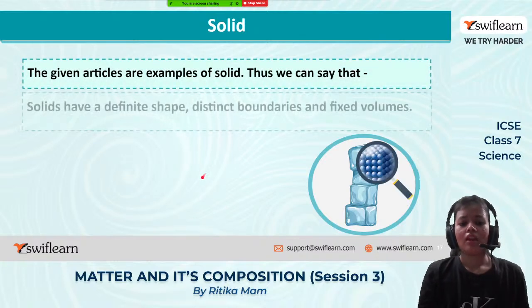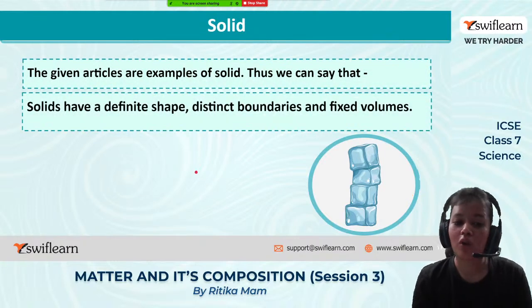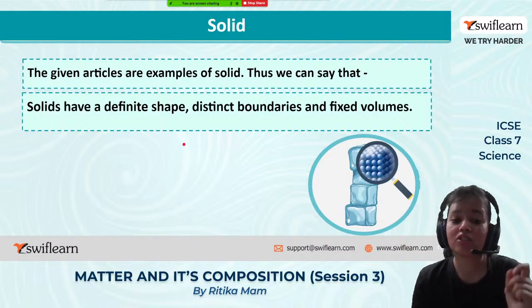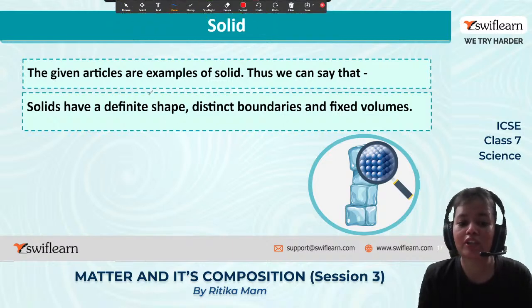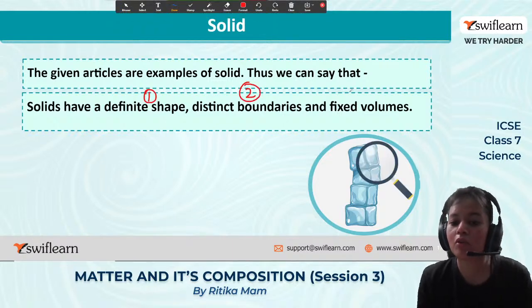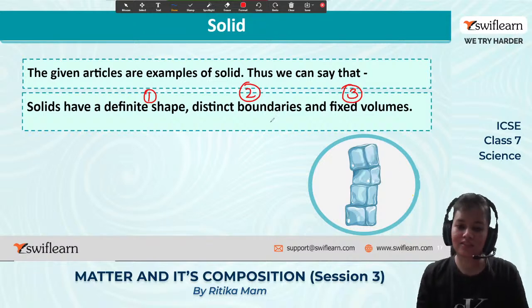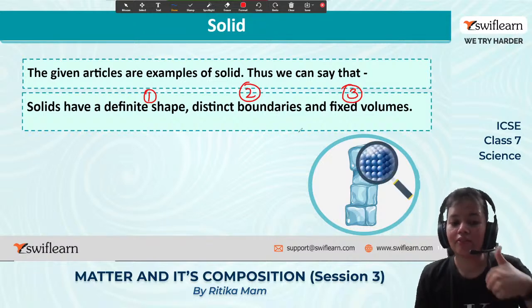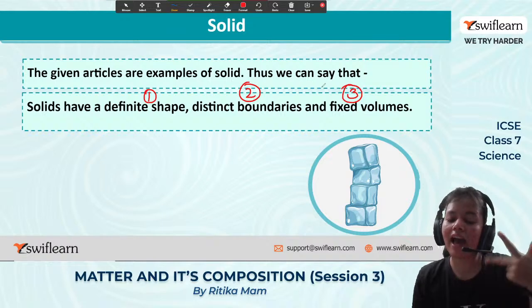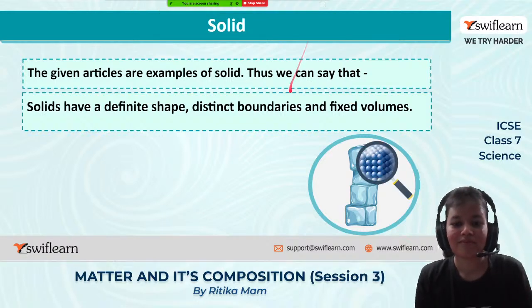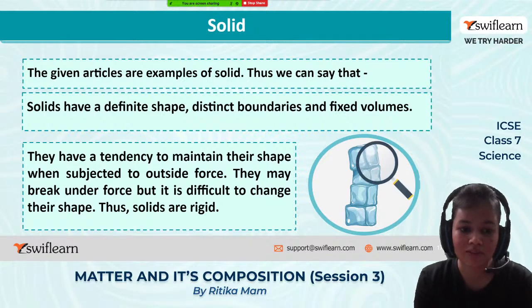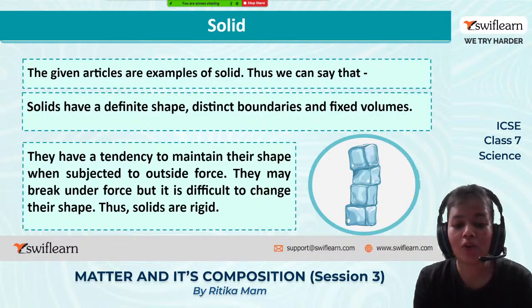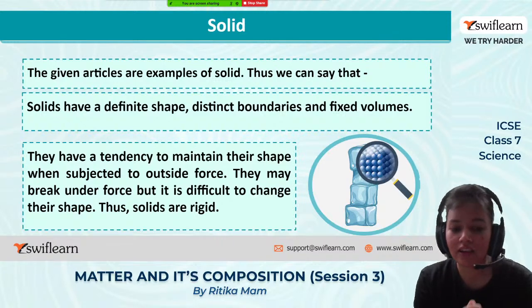Okay. So these examples were of solids, and we have concluded that solids have a definite shape, distinct boundaries and fixed volume. So these are the three most important characteristics of solids. Okay, definite shape, distinct boundaries and fixed volume. They also have this tendency to maintain their shape when subjected to outside force. They may break under the force, but it is difficult to change their shape.